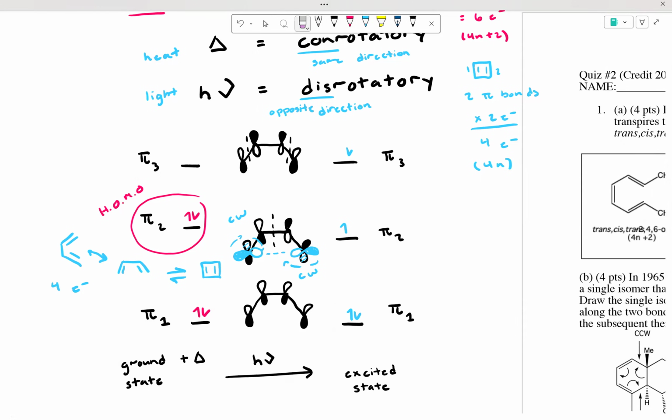Actually, no, there's only going to be one bond there, because this electron will go here and these electrons will go here, if that makes sense.